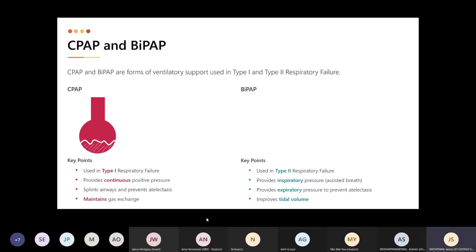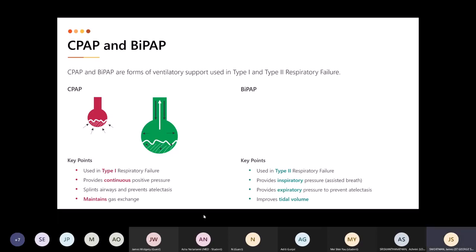CPAP provides continuous positive airway pressure, and it splints the airways and prevents atelectasis, so the collapsing of those alveoli when you breathe out, and it maintains your gas exchange by keeping the airways splintered. So when you breathe out, your alveoli collapse like this. With CPAP, when you breathe out, we push air in and we splint that alveolus so it stays open. And that way you can still exchange carbon dioxide and oxygen in that alveolus. That's how it works, and that's why it improves your oxygenation.